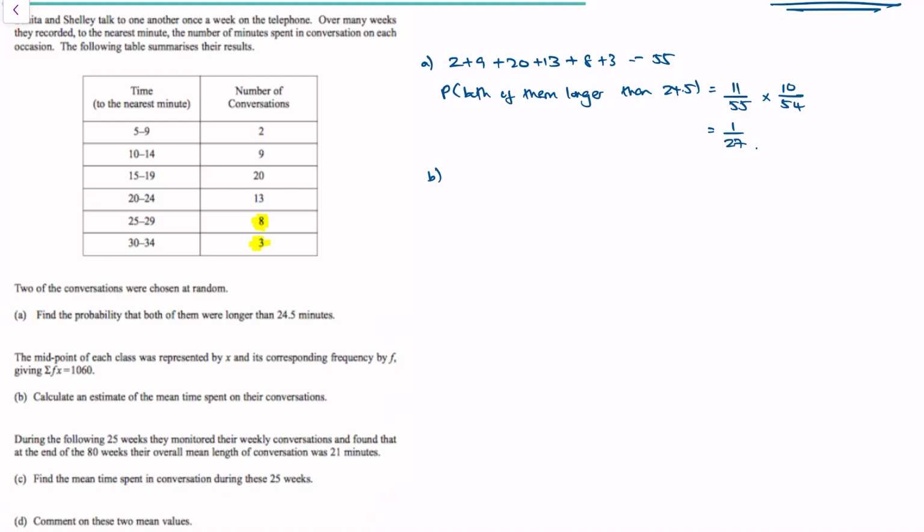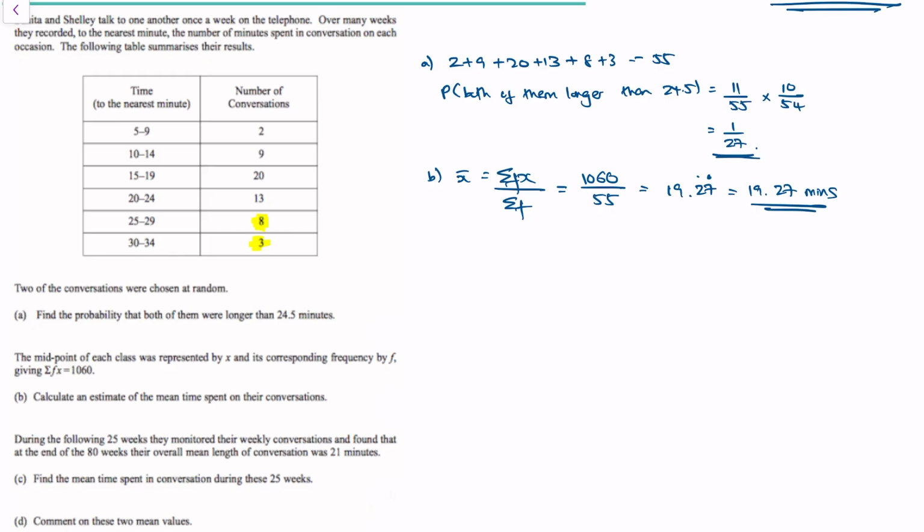The midpoint of each class was represented by x and its corresponding frequency by f, giving sum of f x is 1060. Calculate an estimate for the mean time spent on their conversations. So x bar is equal to sum of f x over sum of f. Normally it's sum of f m over sum of f, but because they've already said x is the midpoint, we can change it to sum of f x over sum of f, which is equal to 1060 divided by the total frequency, which is 55. We've already worked it out, which is 19.27 recurring in our calculator, which is equal to 19.27 minutes.